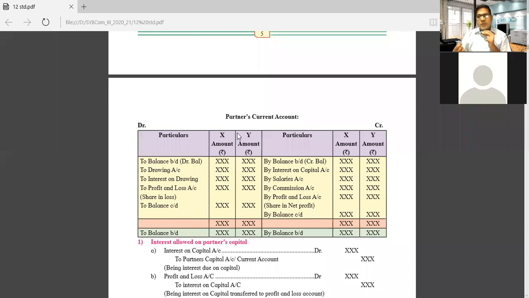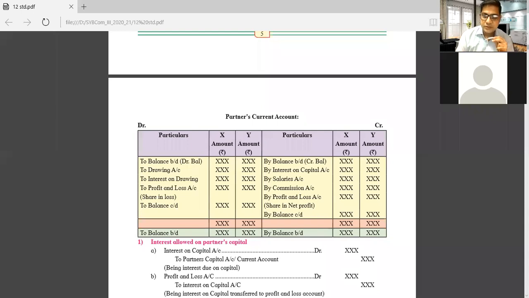Sometimes they may ask the question: prepare partners' current account using the fixed capital method. Whenever we prepare the partners' final accounts, we will first prepare the partners' current account and find out the balancing figure of each and every partner. That will be used while recording the capital and current account balances on the liability side of our balance sheet. You have to keep these things in mind.